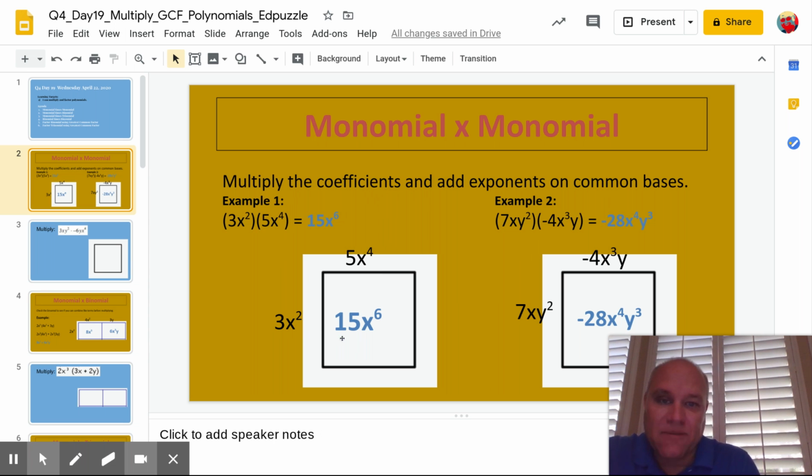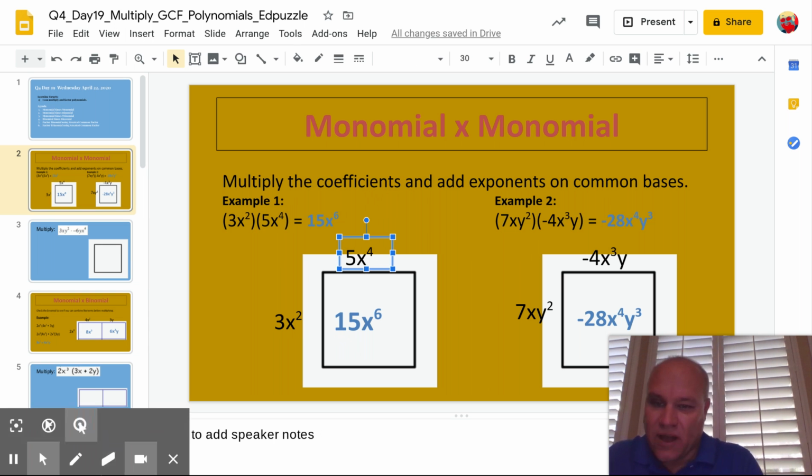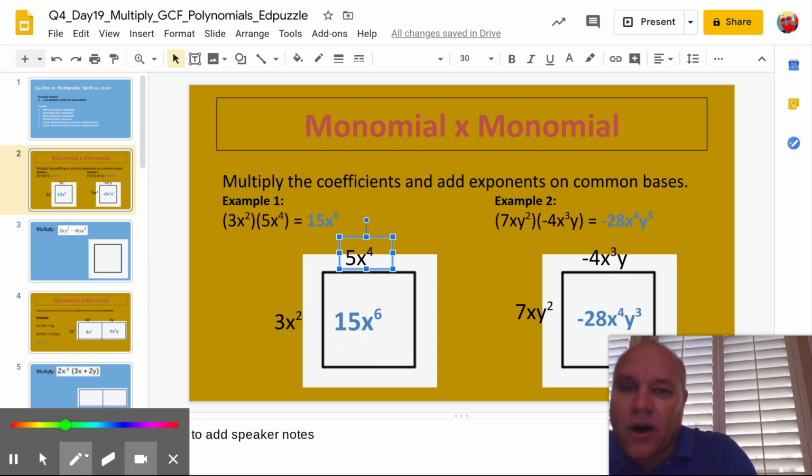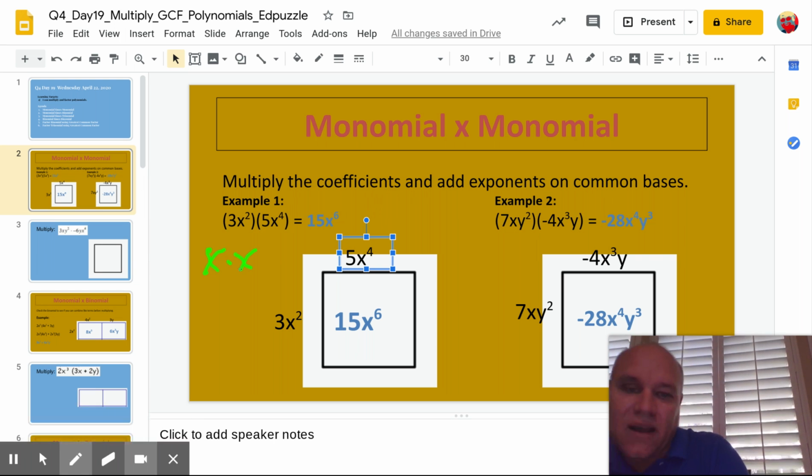So 3 times 5 is 15. And then x squared times x to the fourth is x to the 6. Let's take a look at why. x squared means x times x. x to the fourth means x times x times x times x. So we put those together, you get 6 x's, right? Exponents are just repeated multiplication of the base. So that's why even though we're multiplying, we actually add the exponents.